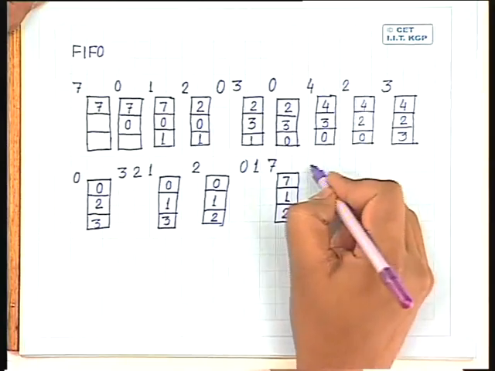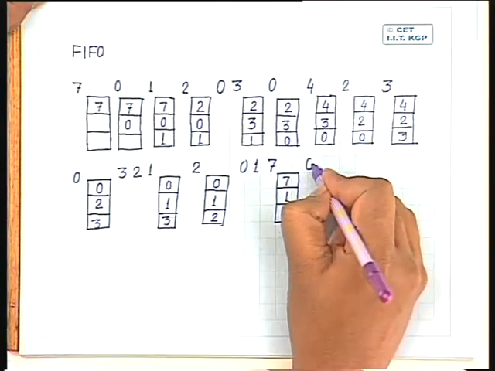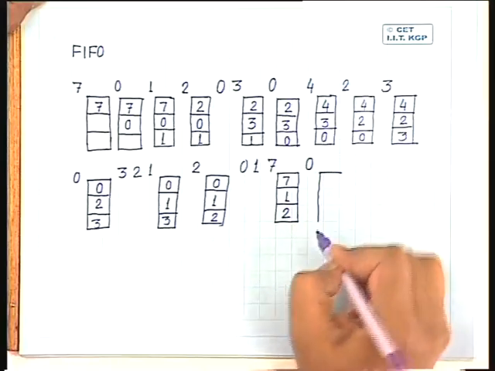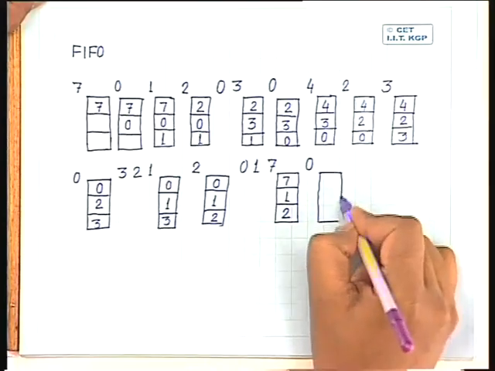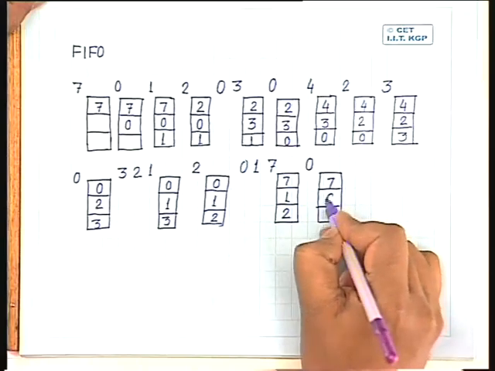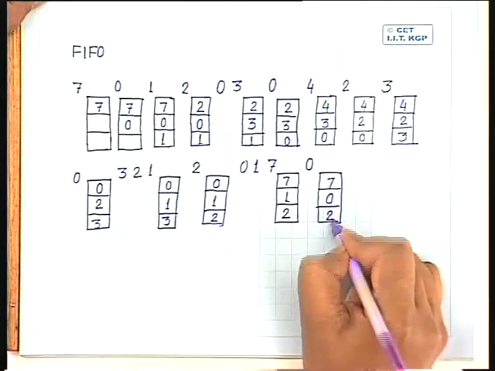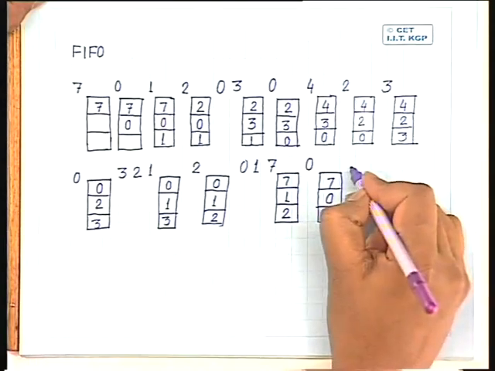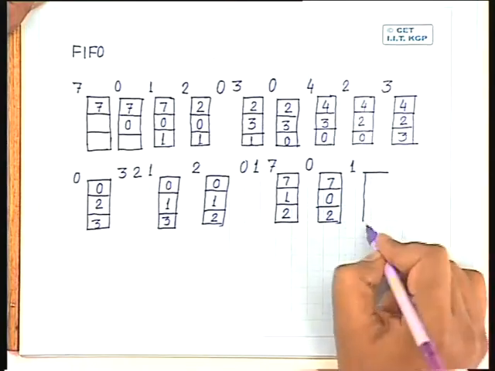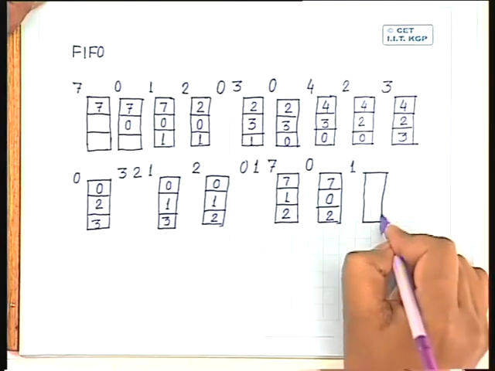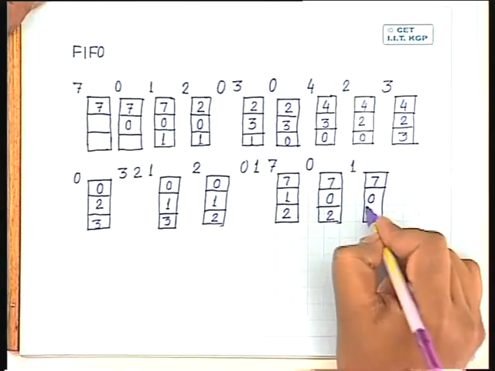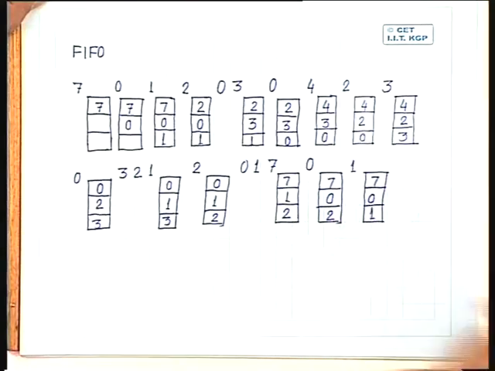Okay. Next time again 0 is referred. So I have one more page fault, and this time the page which is to be replaced is page number 1. So I have 7, 0, 2. Okay. Next again 1 is referred. So I have one more page fault, and this time page number 2 is to be replaced by page number 1. So I have this situation.